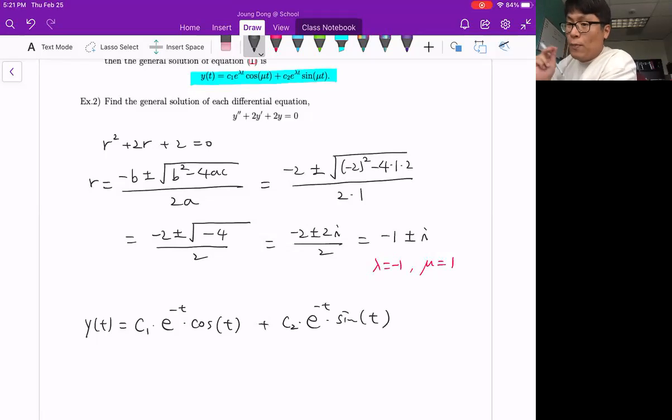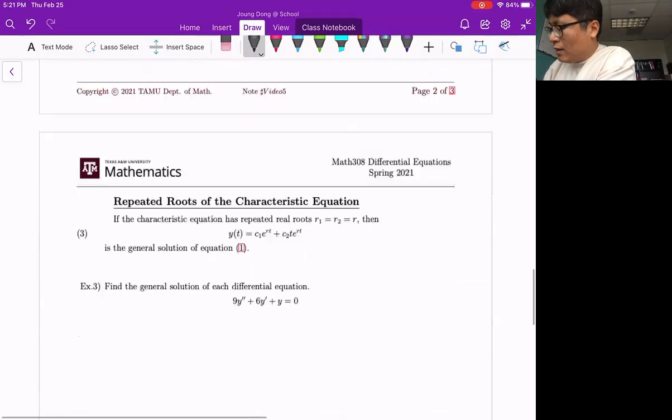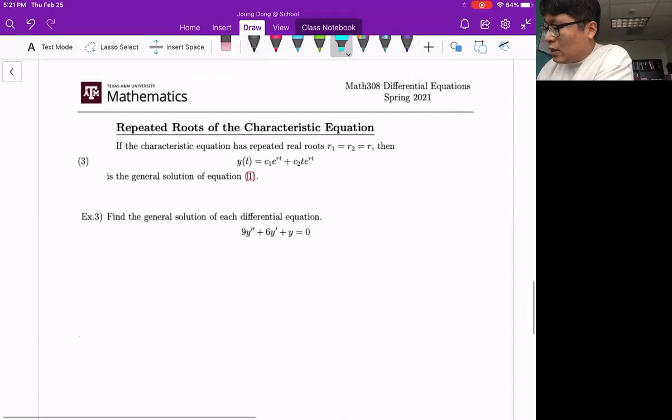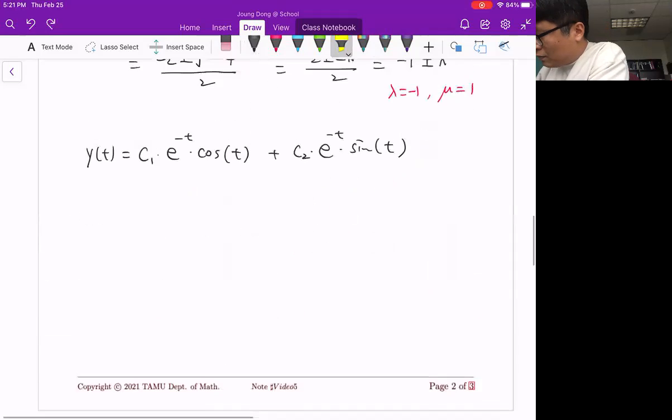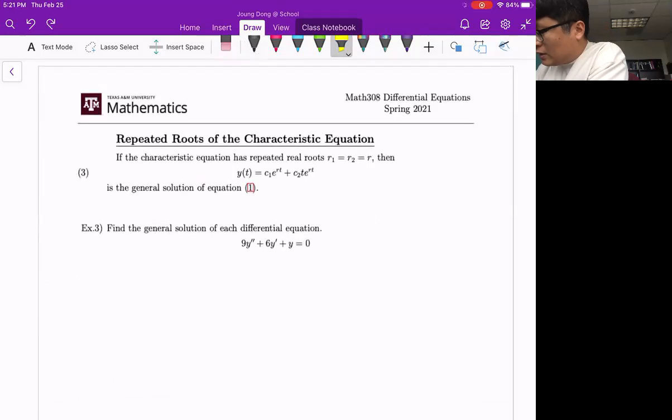Then the last one is the repeated root. Here we go. Since it is a repeated root, you will have only one exponential function. But keep in mind, since this is a second order linear differential equation, you must have two particular solutions. The other is a simple thing: just multiply by t. So your solution form is c1 e to the rt plus c2 t times e to the rt. That's it.